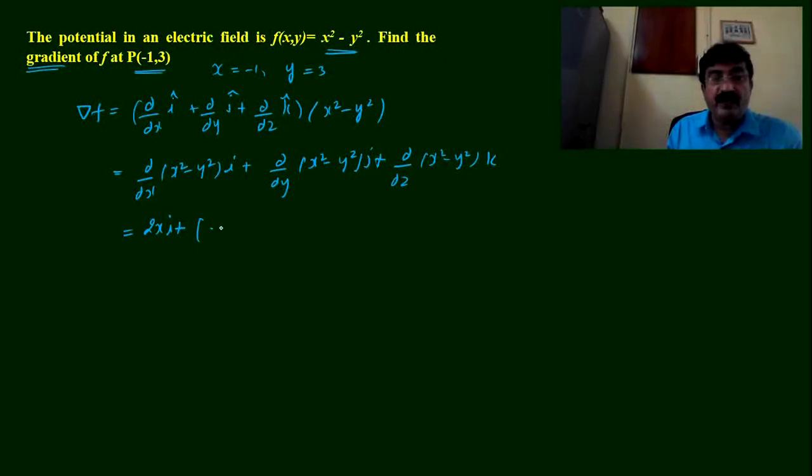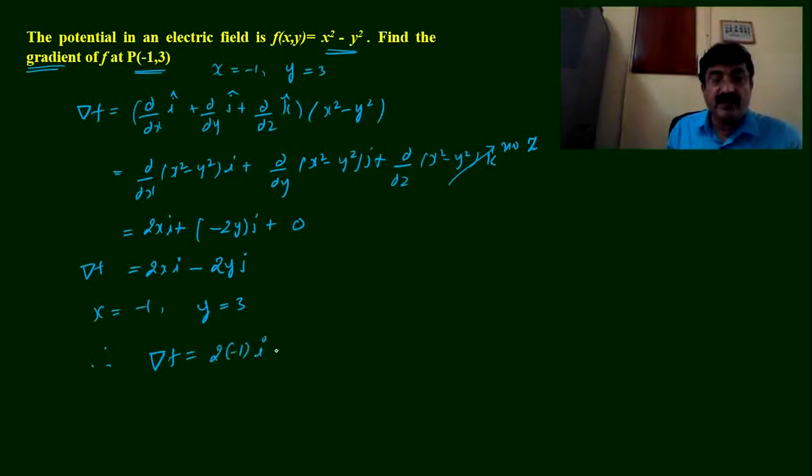Well, that is equal to differentiate only with respect to x, it is 2x i of course, and only with respect to y, minus 2y into j, plus there is no z term in the third parameter, so there is no z. Therefore differentiation of this one with respect to z is equal to 0. So finally it is 2x i minus 2y j. This is del f. Okay, now it is time to substitute for x, that is minus 1, y is equal to 3. Therefore we get del f is equal to 2 into minus 1 i minus 2 into 3 j. So finally minus 2i minus 6j. So this is my del f, that is gradient.